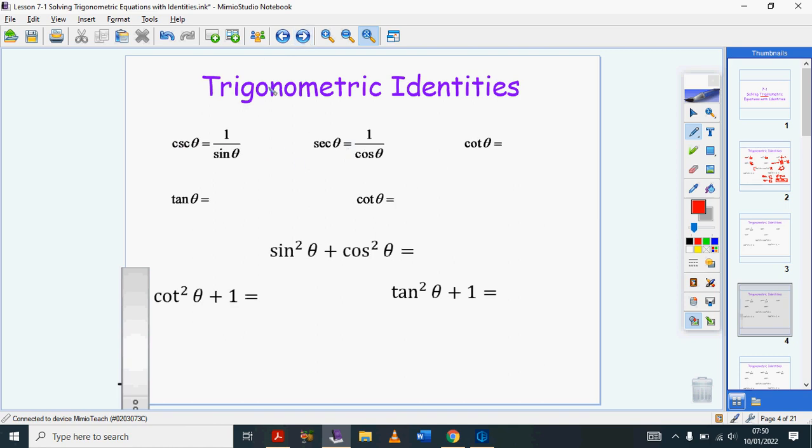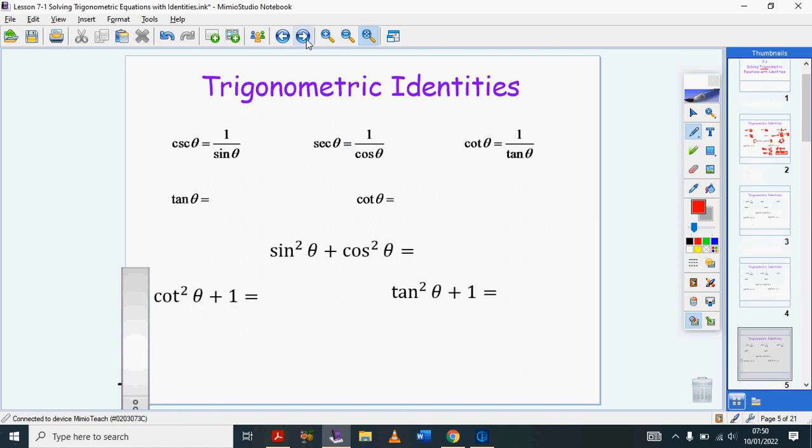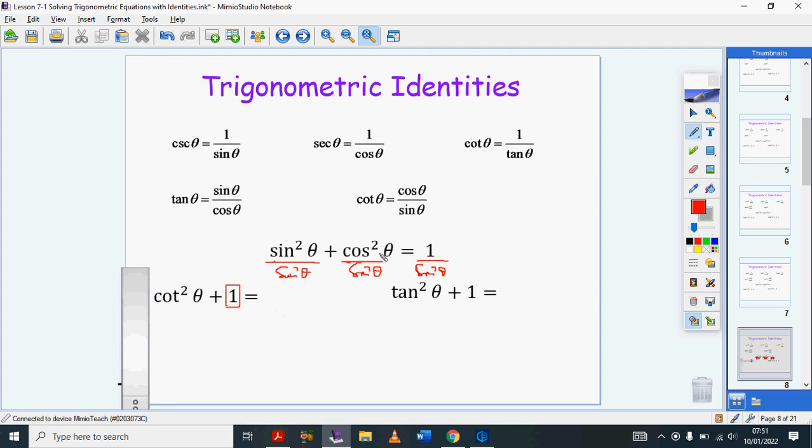So these are the things I've been talking about. Cosecant is 1 over sine, secant is 1 over cos, cotangent is 1 over tan, or cos over sine. Sine squared plus cosine squared is equal to 1. Now we can do some interesting algebra with this. If I divide this whole expression by sine squared theta, sine over sine is 1, cosine over sine is cotangent, and 1 over sine squared will become cosecant squared theta. So this is another identity that I hope you added to your cheat sheet.